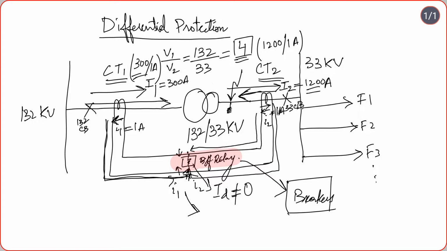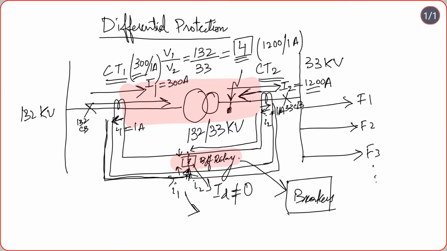this differential relay operates only when the fault occurs within the differential protection zone, and this differential protection zone is the zone that is between these two CTs. Any fault occurring outside this differential protection zone should not and will not operate this differential relay.